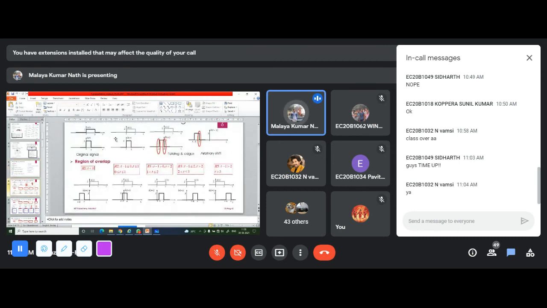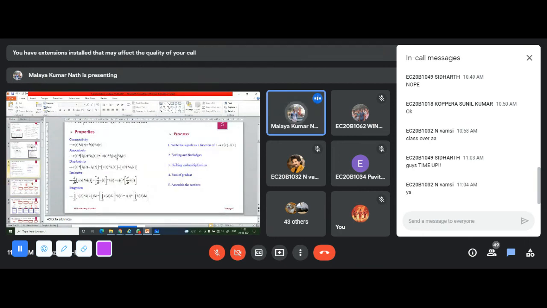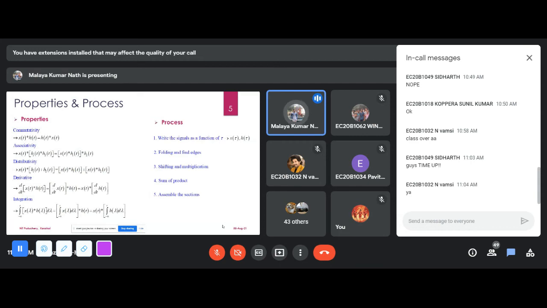Before coming to the discussion of this problem, I just want to tell some properties. What are the properties of a convolution? Just look at this slide. I hope it is visible to you. The first property of convolution says it is commutative in nature. What do you mean by commutative in nature? That means x(t) convolution with h(t) will give rise to h(t) convolution with x(t). This is also applicable for the discrete domain, the same thing.